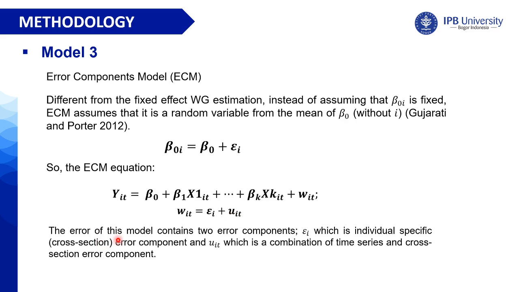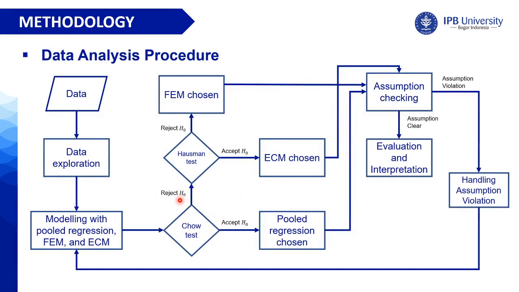Data analysis procedure. After getting the data, the next step is data exploration to get the general description and identify the pattern of the data by seeing the plot. And then the next step is to build the model with pooled regression, fixed effect model, and error components model. And then perform the Chow test.